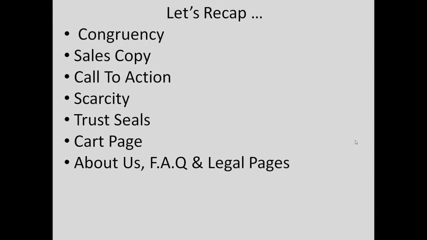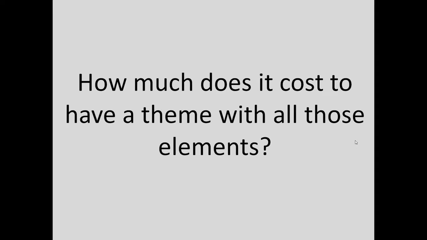Now, let's recap. We have congruency, sales copy, call to action, scarcity, trust seals, cart page, About Us, FAQ, and legal pages. Those are all the elements that you need to have for a high converting theme. So how much does it cost to have a theme with all those elements? Well, it costs kind of a lot of money. It cost me $6,000 to build my themes with all those elements in.